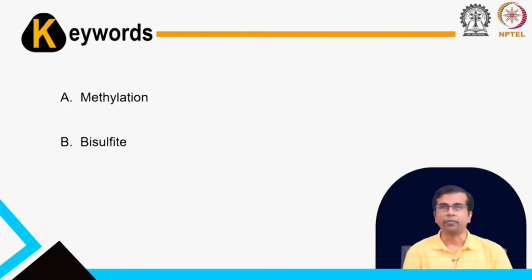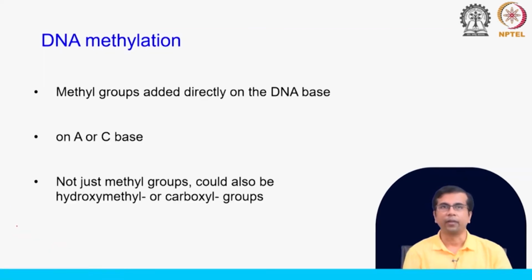These are the keywords for this class, methylation and bisulfite. So, from the last class we introduced DNA methylation. These are modifications that are directly added on the DNA base. The modification here is a methyl group, and this modification appears mostly on A or C base. Another point is that these are not just methyl groups, they could also be other groups, for example, hydroxymethyl or carboxyl groups. We will see in a moment.